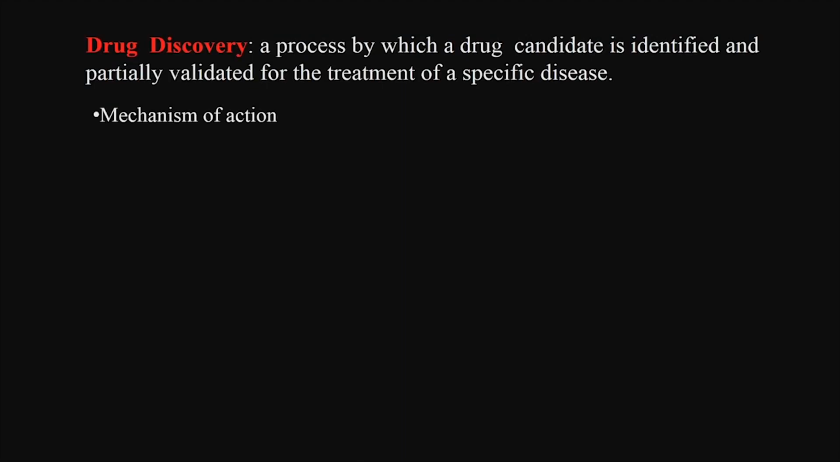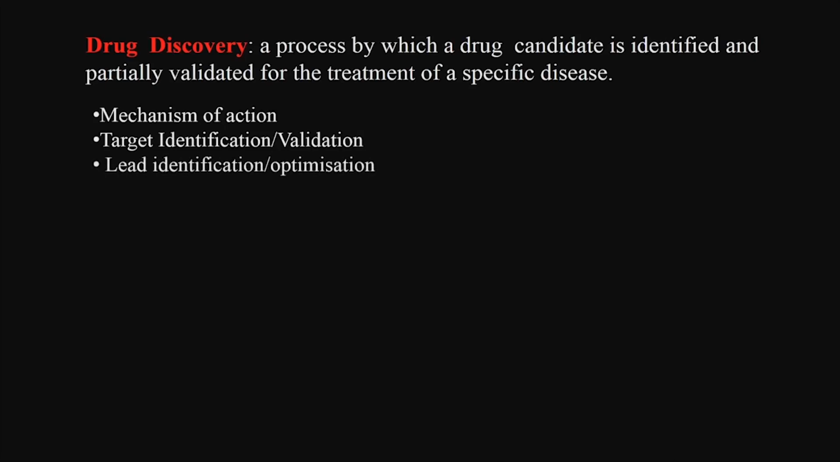So you need to know the mechanism of action, you need to know how the drug acts, what are the enzymes or proteins to which it goes and binds, thereby inactivating the particular pathway of the disease. So we need to understand the mechanism of action. We need to identify that particular target, the enzyme or protein, and we need to validate that target. That means we need to use tools to be sure that that is the target on which my drug is acting.